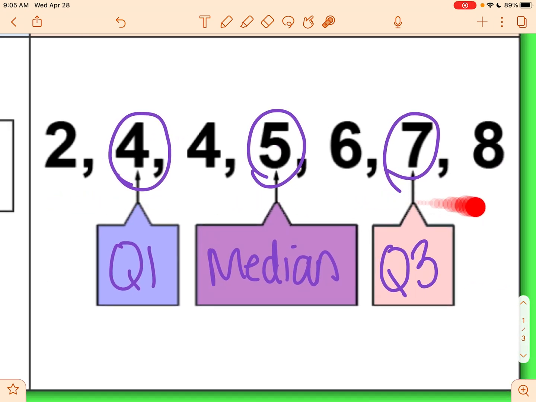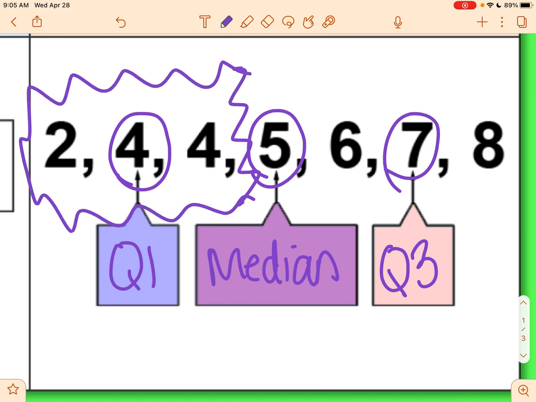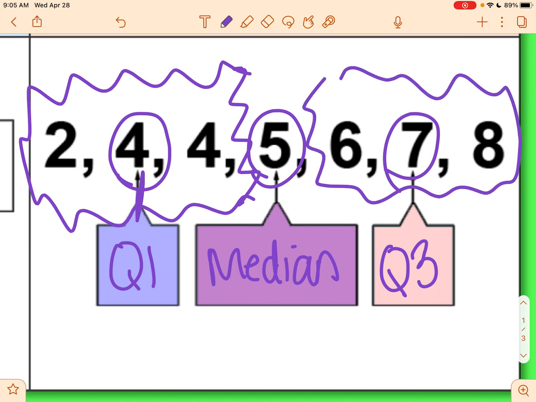So if we take a look at this set of data, our median is our middle number, and that's this 5. That is your median. Next, if we get rid of the median, so now we're looking at this much data. What's the middle number there? Right, it's this 4 right here. So that is your quartile 1. Now on the other side we need to find quartile 3. So we're looking at the other set of data. The middle number there is 7. So that is your quartile 3, or your third quartile.